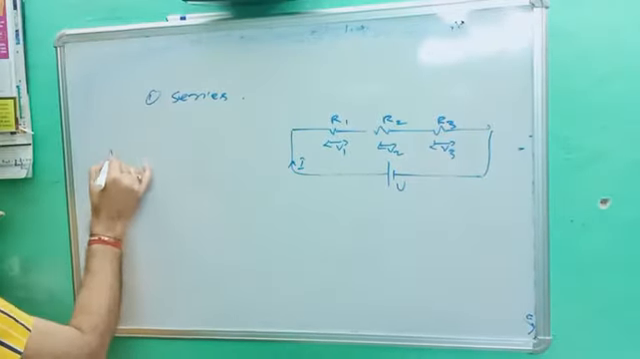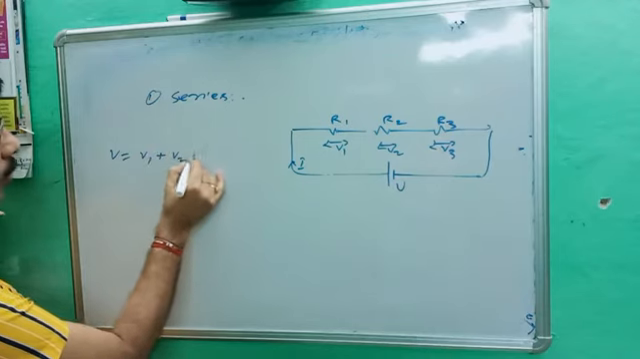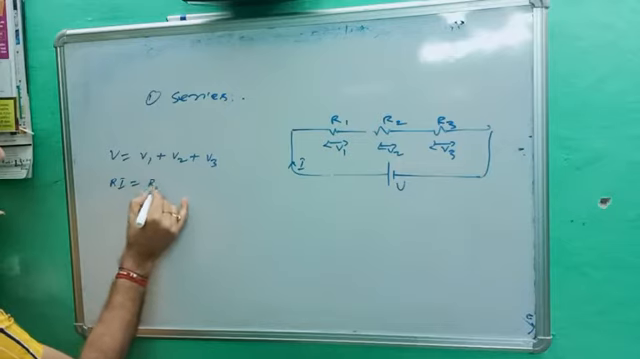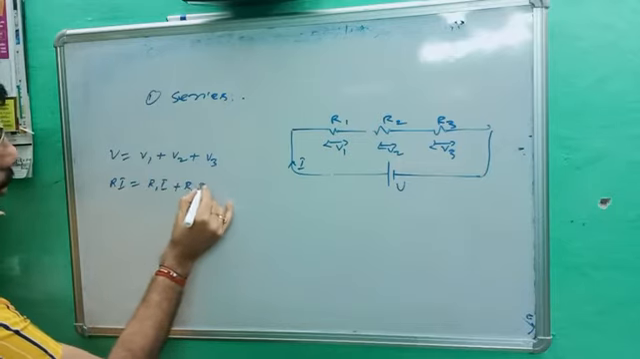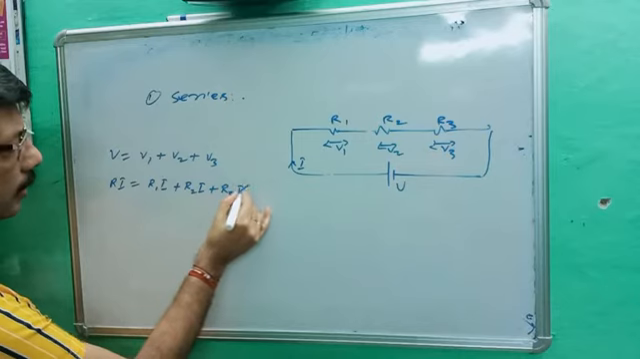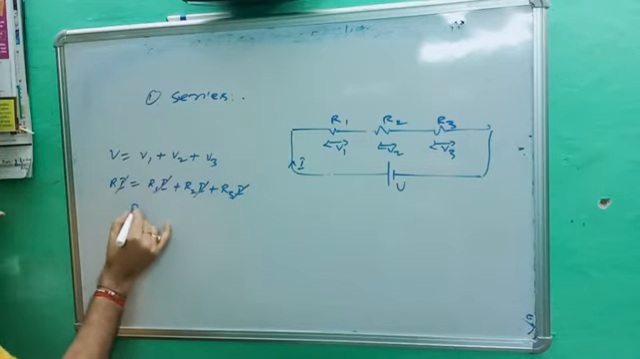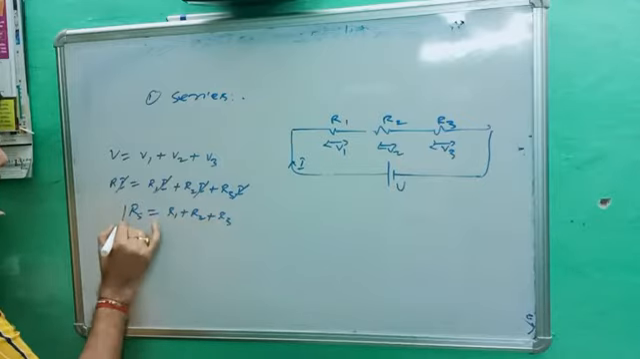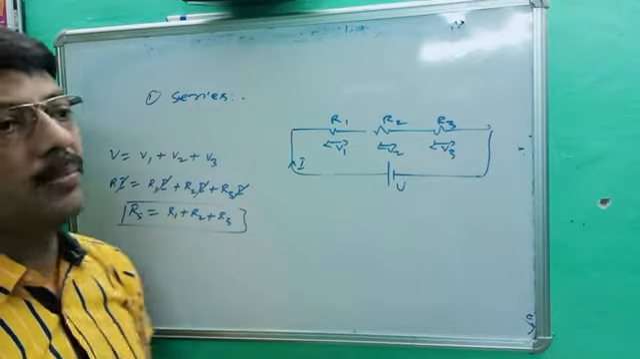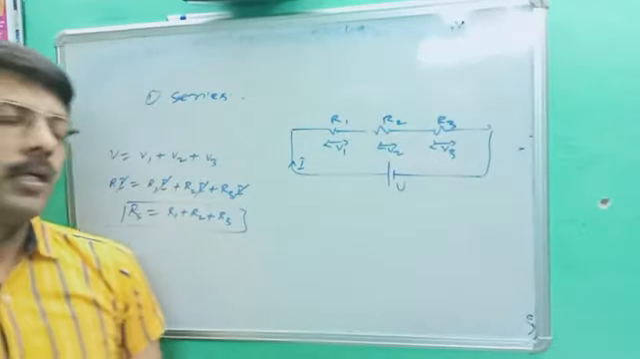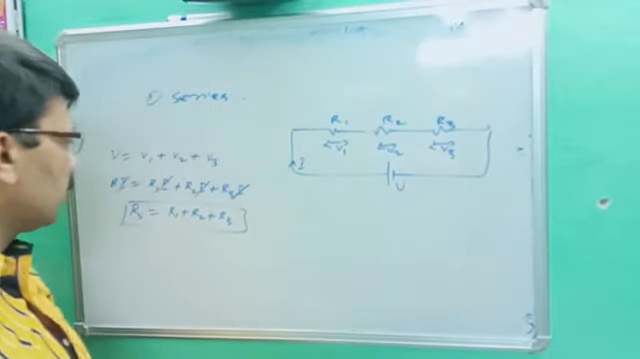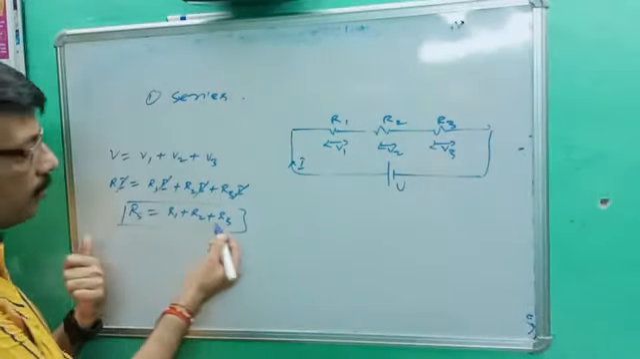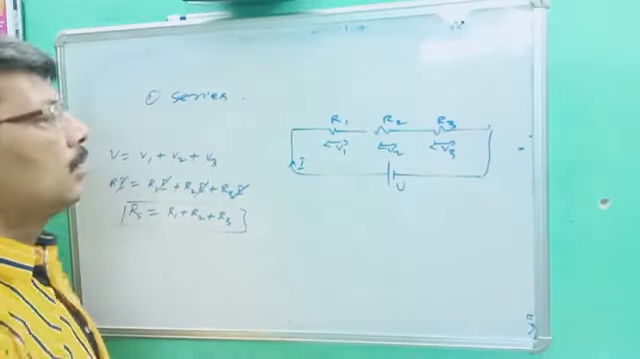What is the total potential? V is equal to V1 plus V2 plus V3. So V is equal to Ri, which is R1I plus R2I plus R3I. I is common and cancels out. What is the formula for series? Rs is equal to R1 plus R2 plus R3. This is the formula of series combination. In capacitance, the formula was 1 upon C1 for series, but for resistance, Rs is equal to R1 plus R2 plus R3. Keep in mind that in series, current remains constant.